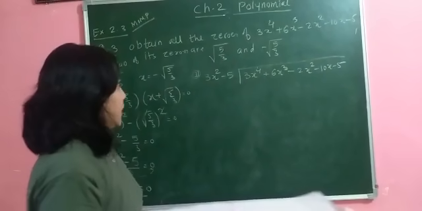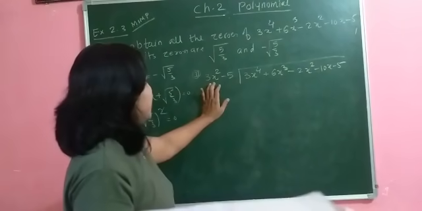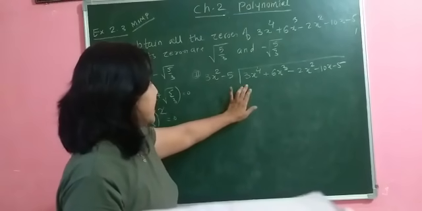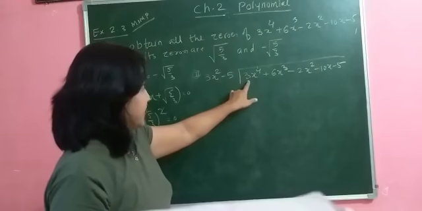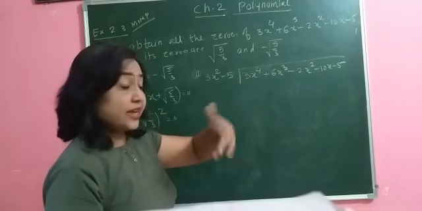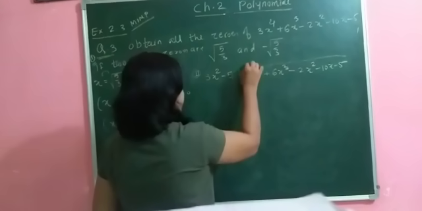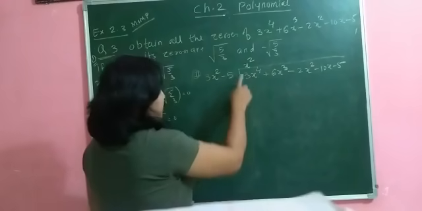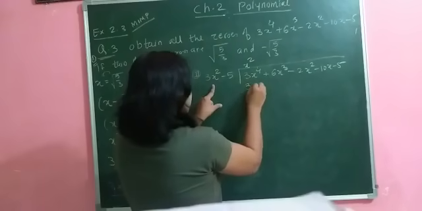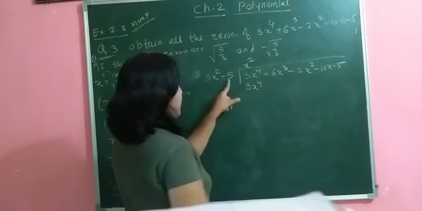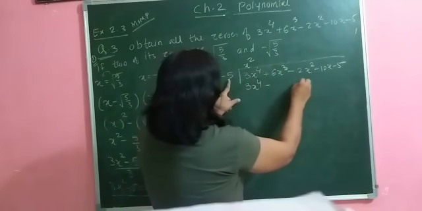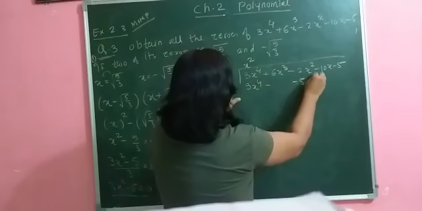Okay. Now again, what do I have? 3x square. What do I want? 3x raised to 4. 3 is there, but I want an extra x square, so I am multiplying this by x square. So it will be 3x raised to 4 minus, here I am writing 5x square.